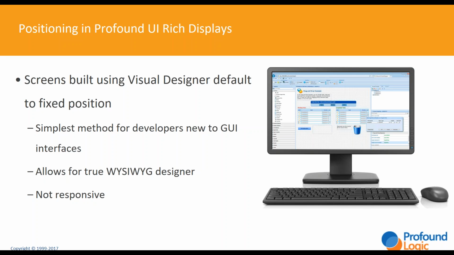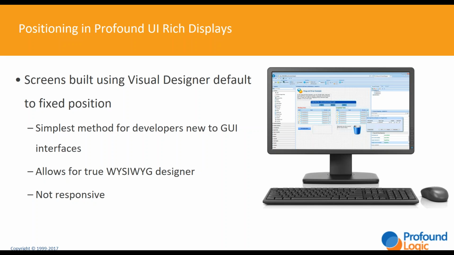Because of the way it's designed, by default, the elements that you place on your user interface are in fixed positions. And there's a few different reasons for this. One, it's the simplest method that we have for implementing interfaces, especially when we're working with developers who may have never done any type of rich UI type development. We have developers that may be coming from a green screen world and they've never done any web development or any type of GUI development at all. Getting into things like relative positioning and responsiveness is quite a large step for many of them.